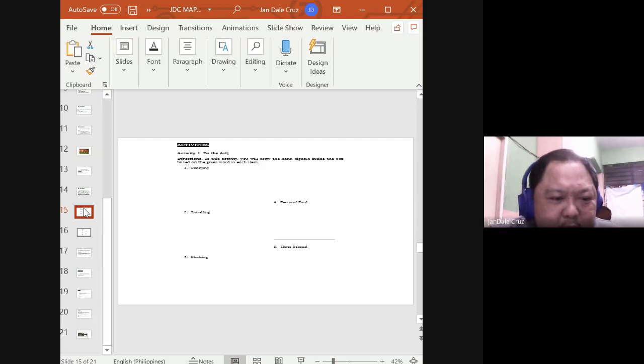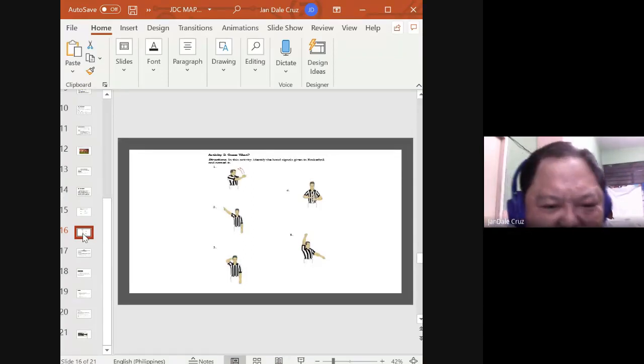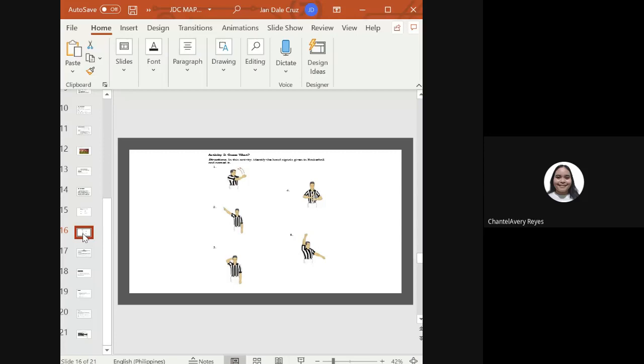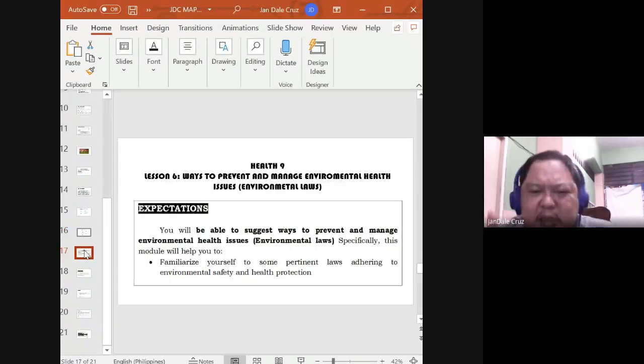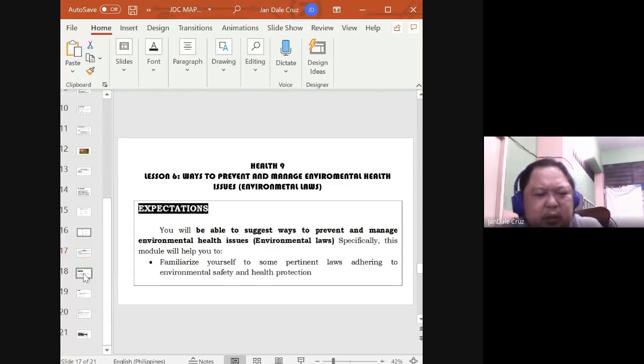Okay, next. Opposite naman, just the opposite. The hand signal is shown here, and you will write what kind of violation it is. Got it? Yes. That is our Activity 2 in PE. Okay, let's count. In Music, we only have one activity. In Art, two. In PE, two again. Okay? So that is it for this week.